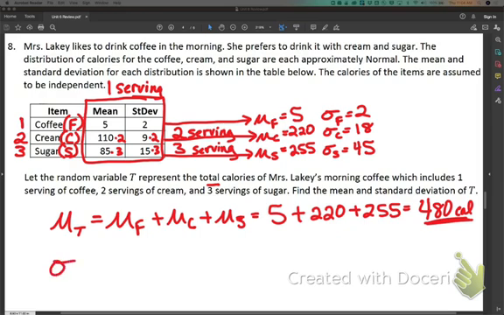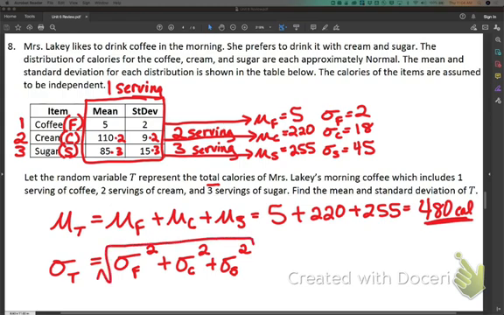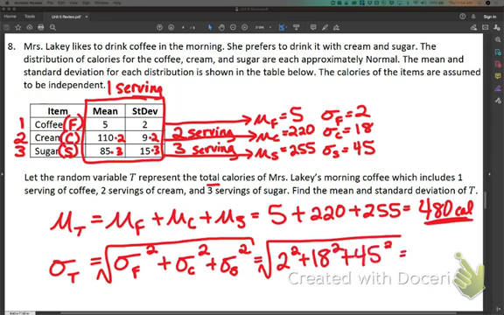Now I need to put all of the standard deviations together. So I'm going to have the standard deviation of the 1 serving of coffee squared, plus the standard deviation for the 2 servings of cream squared, plus the standard deviation for the 3 servings of sugar squared. I'll combine those all by adding them up, and then I'll take their square root. So I have the big giant square root of 2 squared plus 18 squared plus 45 squared. And when you get that answer, you should get 48.5 calories.